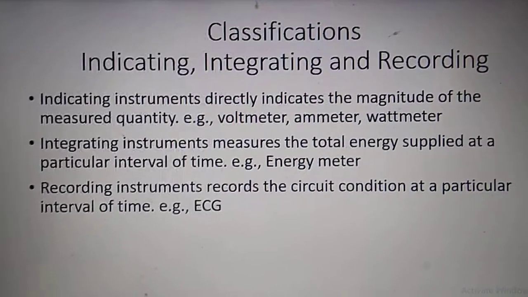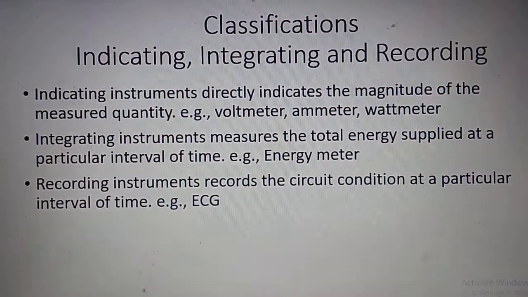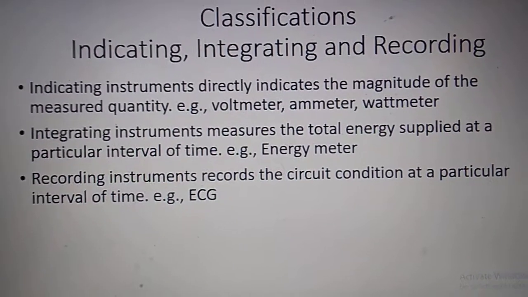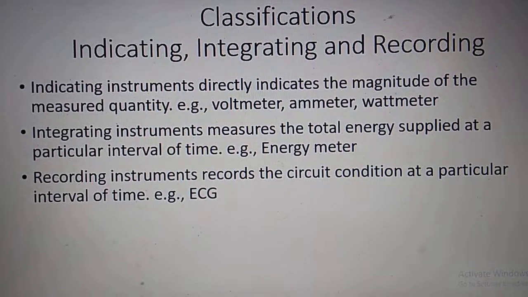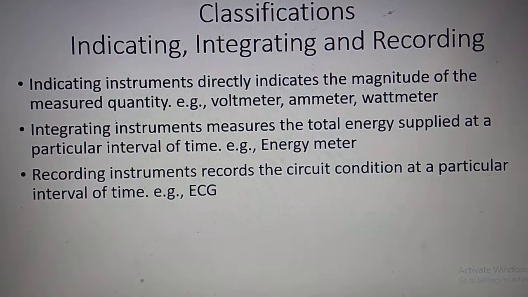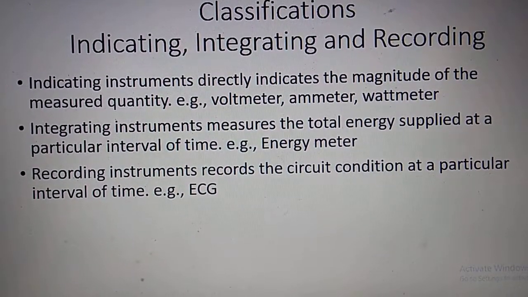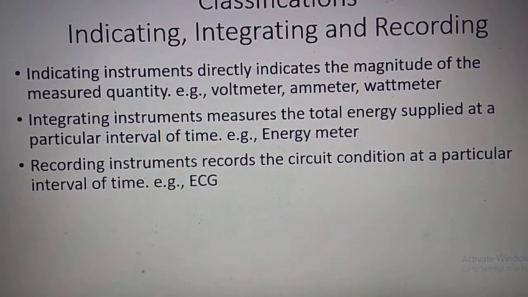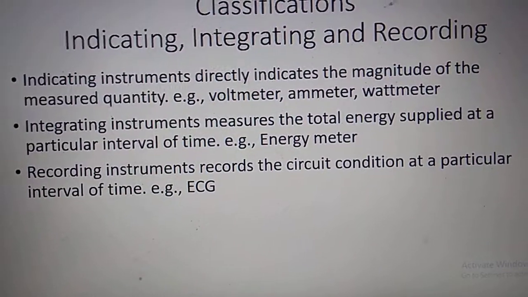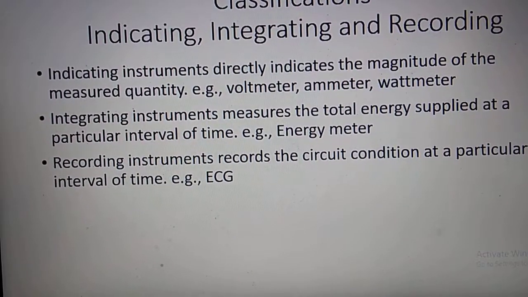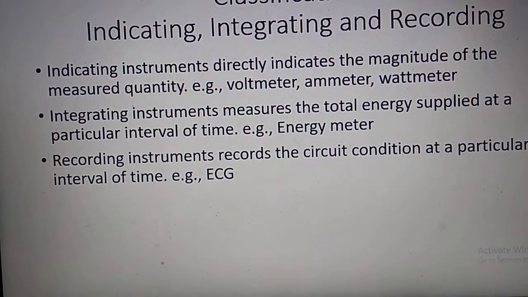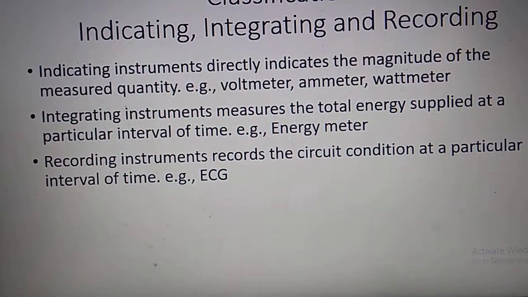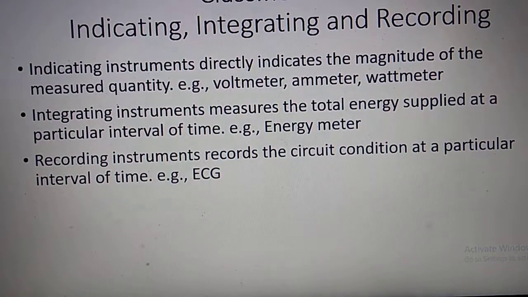Now, another type of classification is that of indicating, integrating, and recording type instruments. There are three types of instruments available. One is the indicating instruments that directly show the value of the quantity being measured. For example, voltmeter, ammeter, or wattmeter, like you have seen. Another is the integrating instrument, such as the household energy meter.